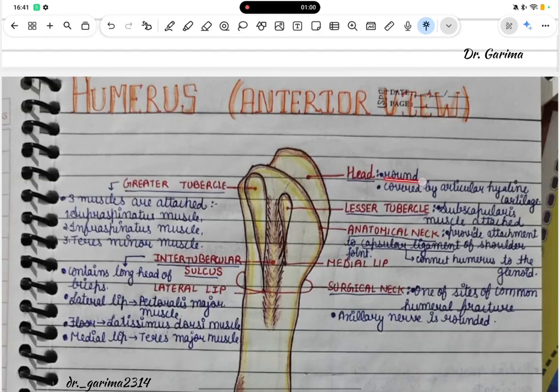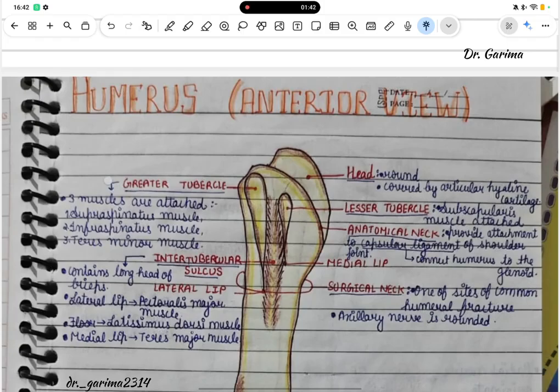Head. It is round and covered by articular hyaline cartilage. Then we have greater tubercle. On the greater tubercle, three muscles are attached: first, the supraspinatus muscle, infraspinatus muscle, and the teres minor muscle. On the lesser tubercle, we also have one muscle that is known as the subscapularis muscle.